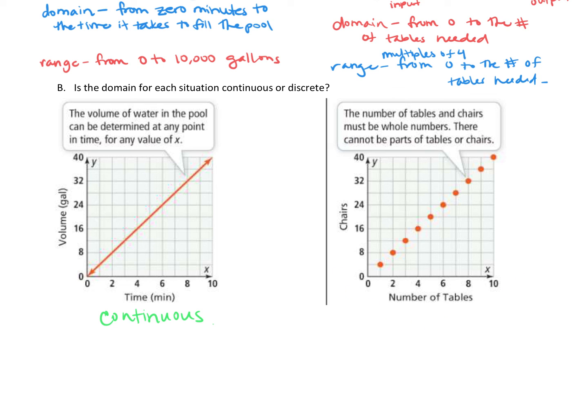I think that makes sense when we compare to what a discrete domain would look like. Here we have a number of tables. If we have one table, we're ordering 4 chairs. If we have 2 tables, we're ordering 8 chairs. I can't order between 1 and 2 tables. I can't order a 1.5, so I would not want the line filled in between those 2 values because I can order 1 table or 2 tables or 3 tables or 4 tables. So the domain of a function is discrete when it consists of just whole numbers or integers. And the graph of the function is a series of data points. So here we can see it's a series of data points just plotted on the graph. So the domain of this function is discrete.